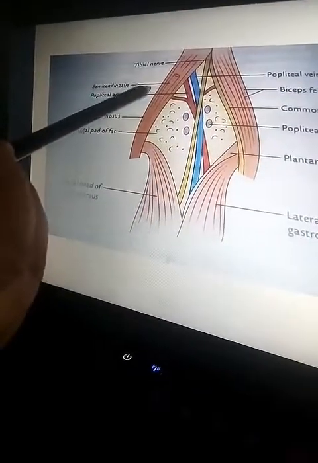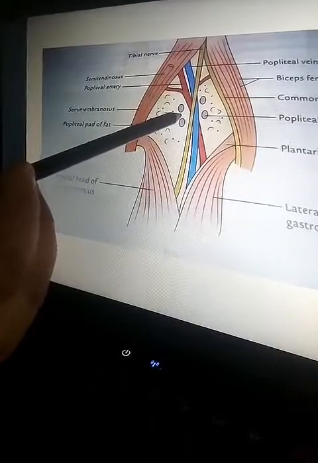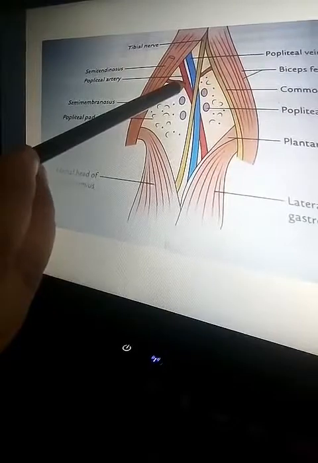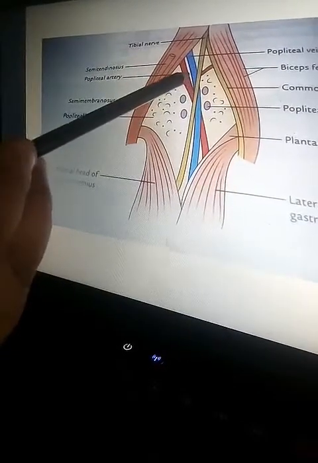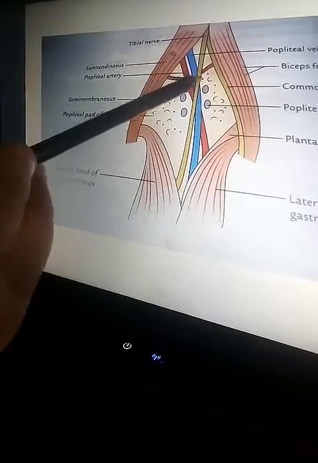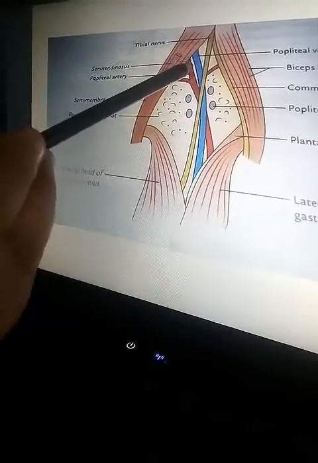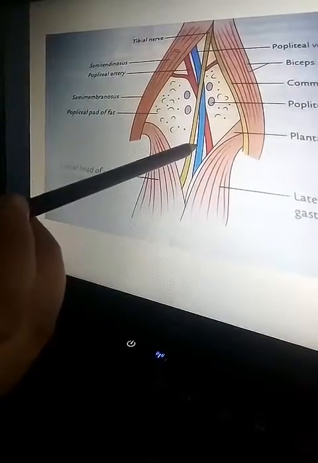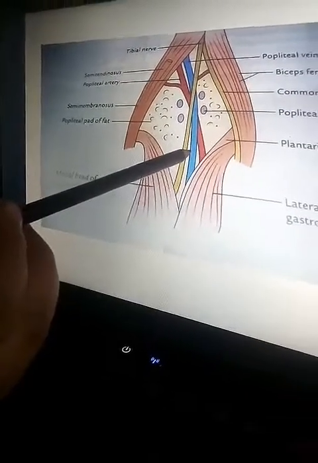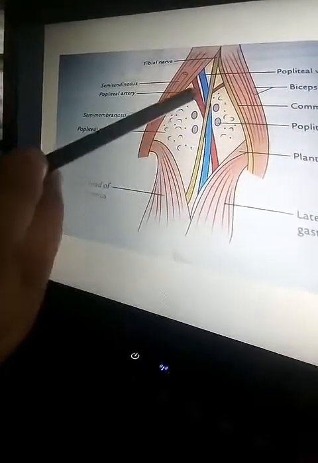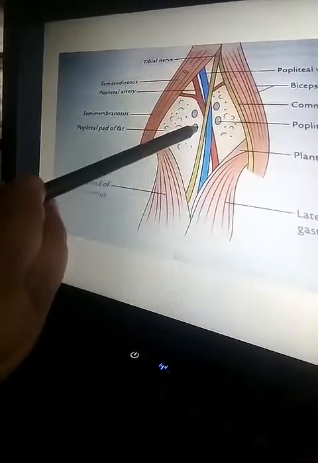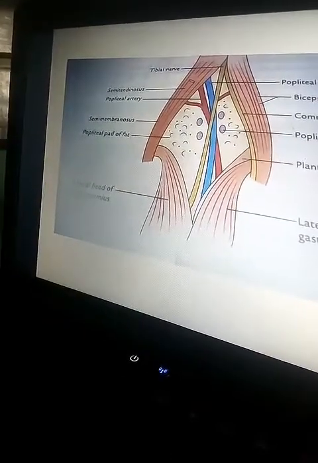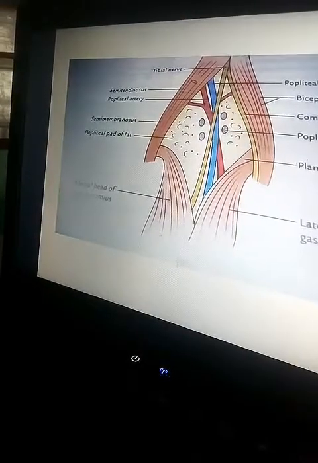Now relationships of these structures in the popliteal fossa. The popliteal artery is crossed superficially by the popliteal vein from lateral to medial side, which in turn is crossed superficially by the tibial nerve from lateral to the medial side. As a result, the relative relationship of these structures differs in the upper, middle and lower parts of the fossa.